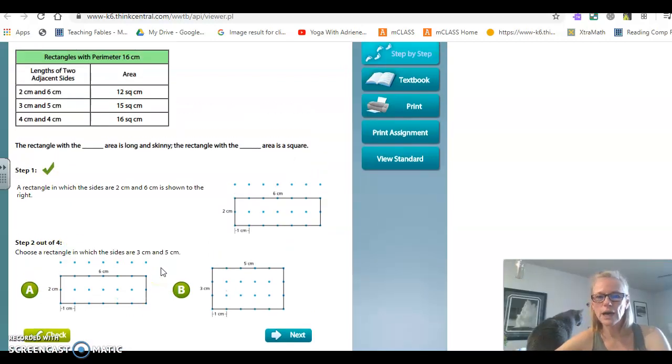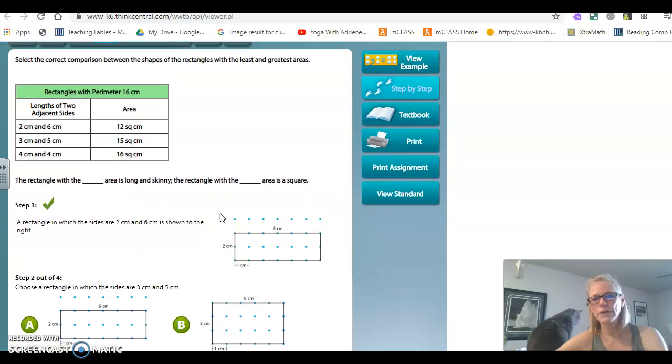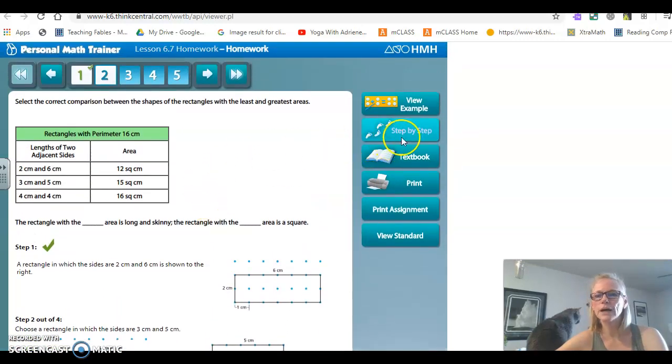So if you're stuck, boys and girls, check your answer once you've made a choice. If you're stuck, come on over here to step-by-step. It's okay. The whole plan here is to help you become more comfortable comparing rectangles, learning how to calculate area and perimeter, and feel really strong about it. This is a place to practice. So please feel free to check your answer and also use step-by-step hints.